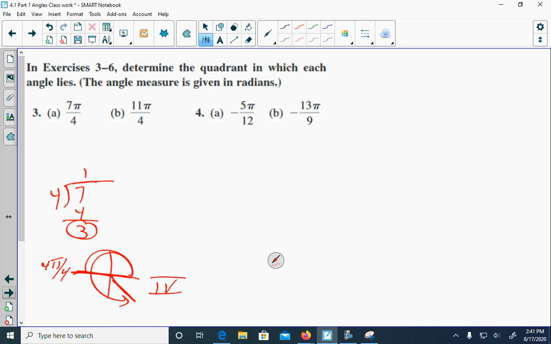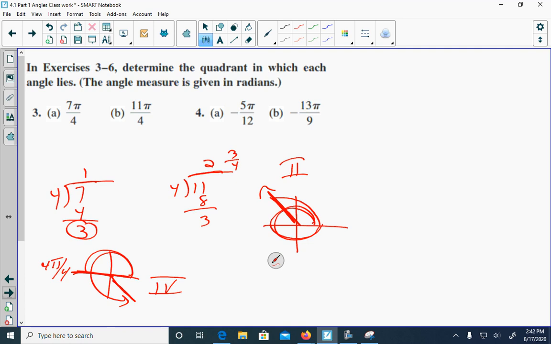Now I have 11 pi over 4. Doing the same thing, if I take 11 and divide it by 4, I'm going to get 2 with 3 left over. The 2 means I go all the way around my unit circle, that would be 2 pi, and then I have 3/4 left. So this is 2 and 3/4. The 2 takes me all the way around my unit circle, and 3/4 is more than 1/2, so that puts me in the 2nd quadrant. So 11 pi over 4 is in the 2nd quadrant.